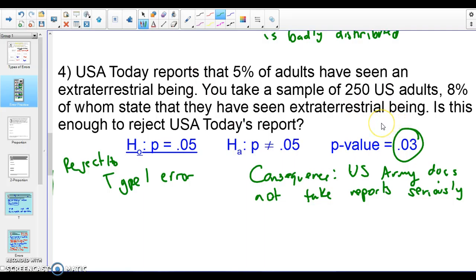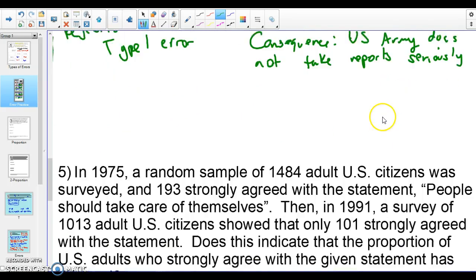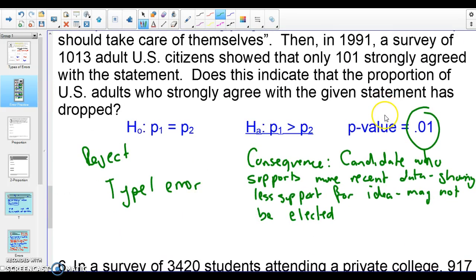So maybe the U.S. Army doesn't take the reports of extraterrestrial beings seriously. A little bit of a silly one, but the next 2 are 2 sample ones, the same process, so type 1 error for this first one.